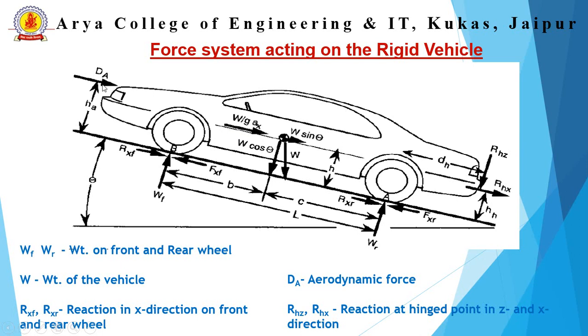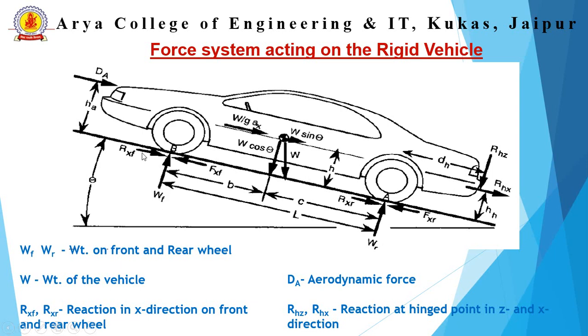This is the aerodynamic force on the front face of the vehicle as the vehicle is moving in the forward direction. The air will create a resistance against the motion of the vehicle and create a dynamic force over the front screen of the vehicle. If we consider that this is the CG, the overall weight of the vehicle will be distributed on the front and rear wheel axle. So we have two reactions, WF on the front wheel and WR on the rear wheel.